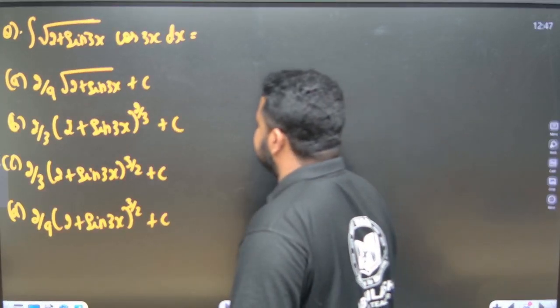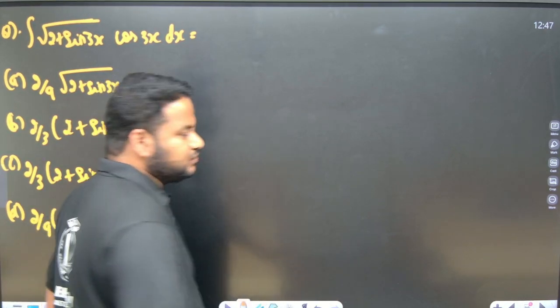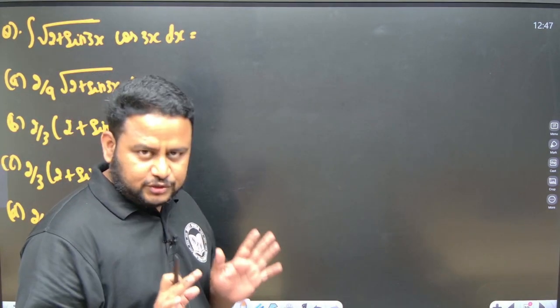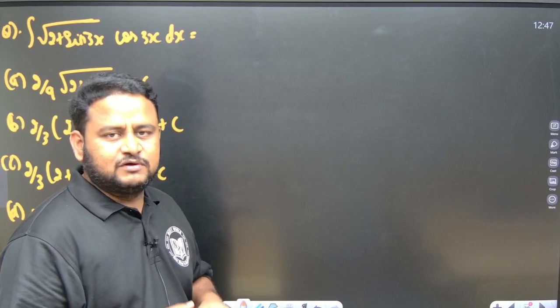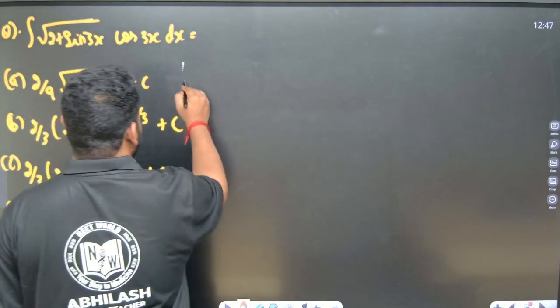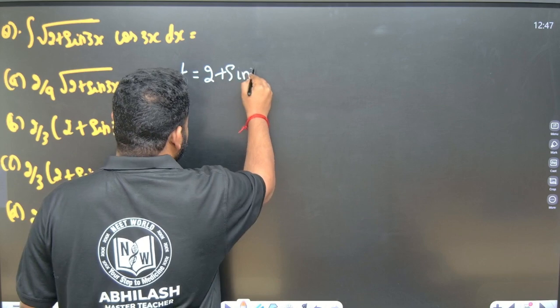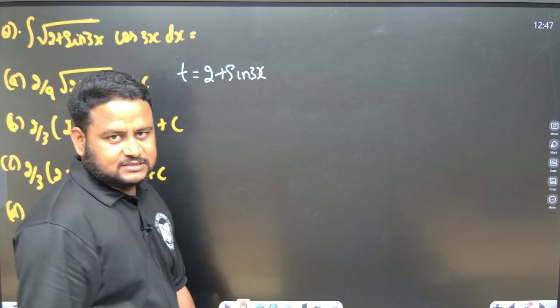See here, they have given integral of square root of 2 plus sin 3x times cos 3x dx. So here don't think too much. I told you in the previous question itself, whatever is within the square root, please take that as t. So here I will take t is equal to 2 plus sin 3x.